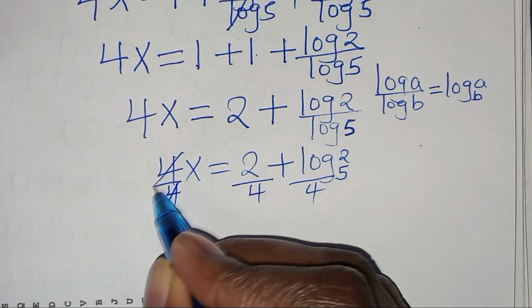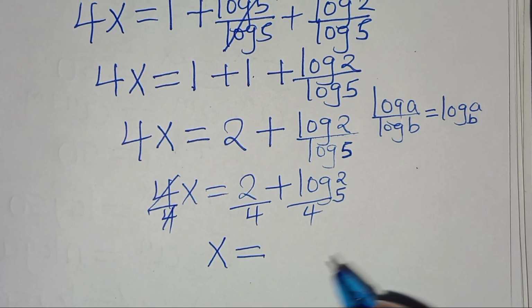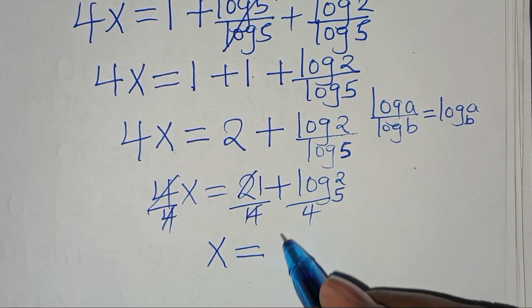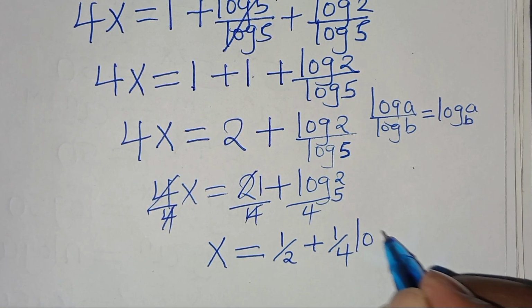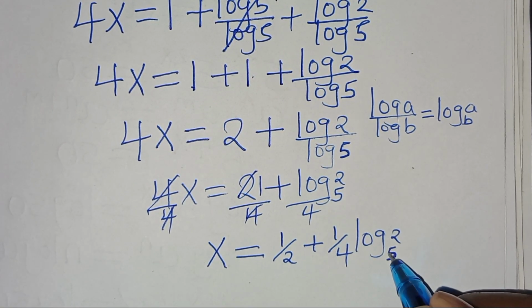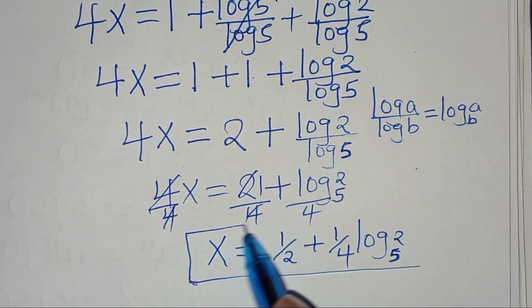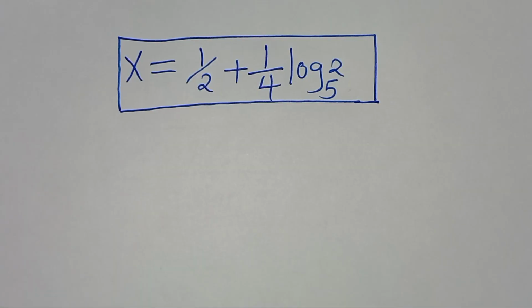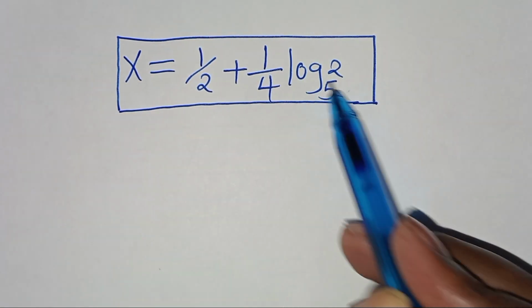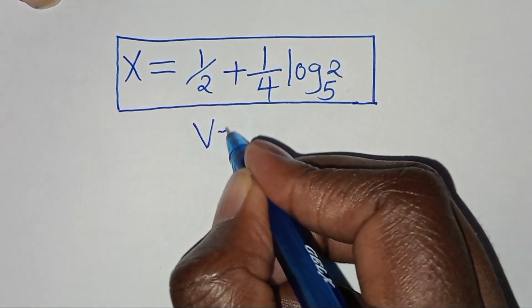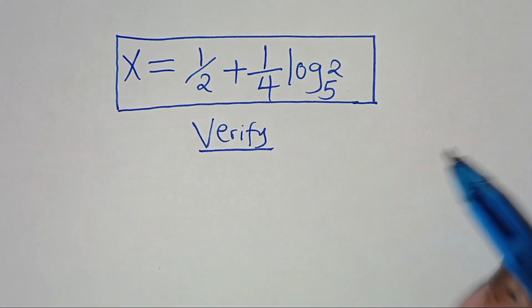So now we have that x is equal to half plus 1 over 4 log 2 to base 5. This is the value of x. So the next step is to verify. Let's verify that this value of x satisfies the equation.